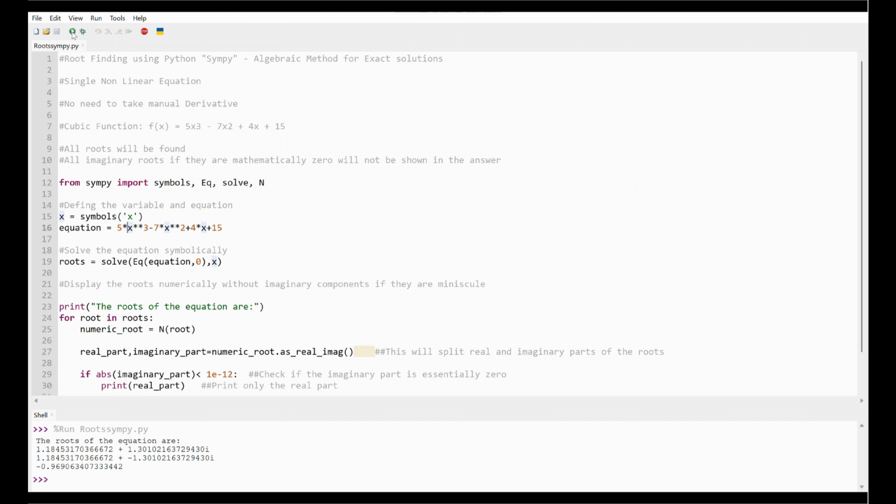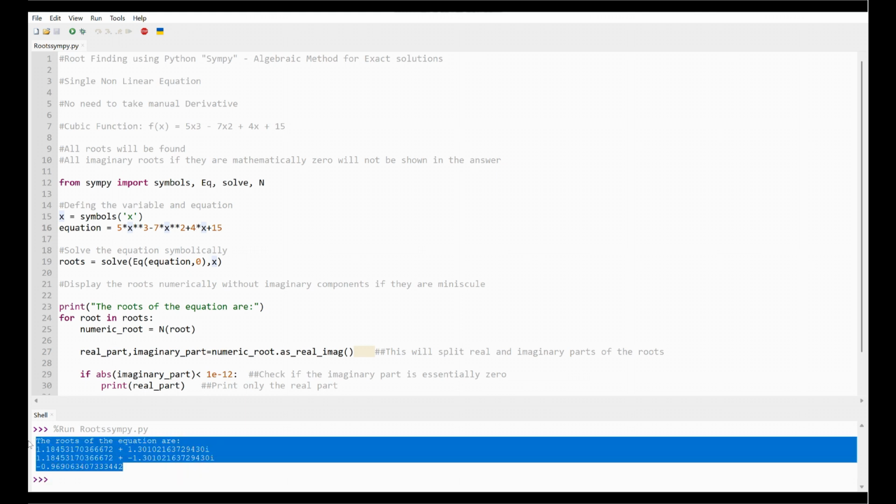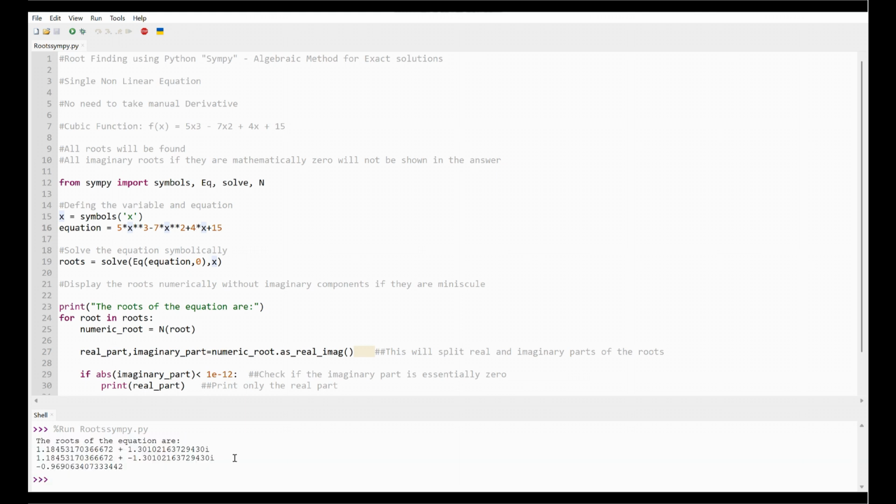Okay, so we've got 3 roots, and 2 of them have imaginary parts to it. So that's great. That's what I wanted to demonstrate. Because in this case the imaginary part is big, 1.3 iota, and negative 1.3 iota. That's quite a big imaginary part. So now we want the roots with the imaginary parts over here.